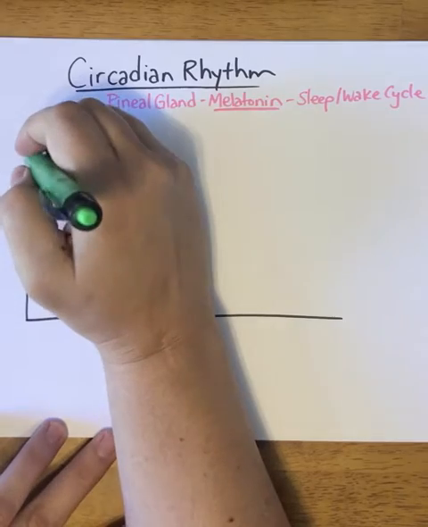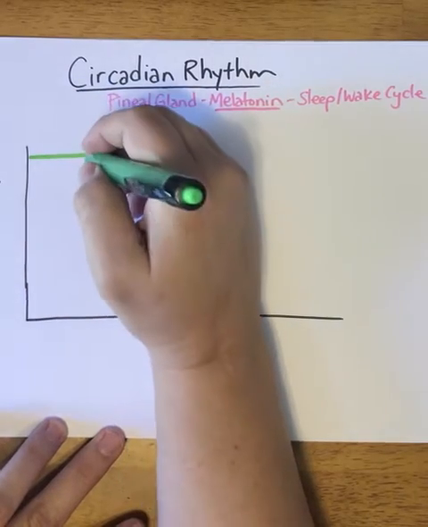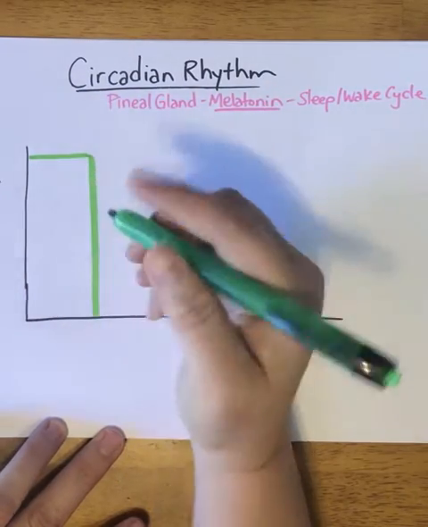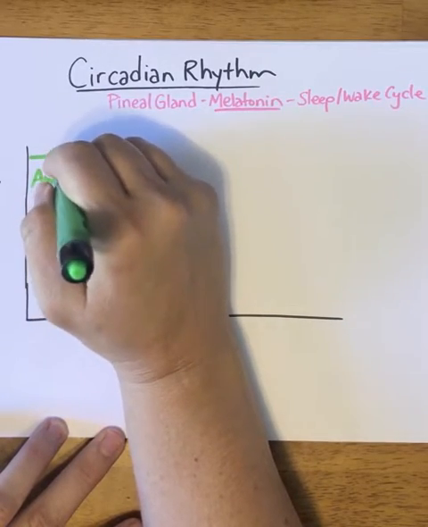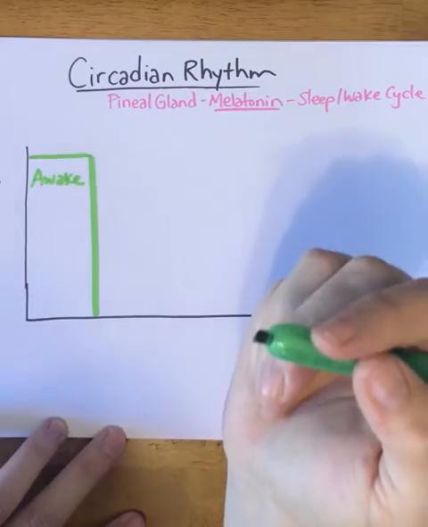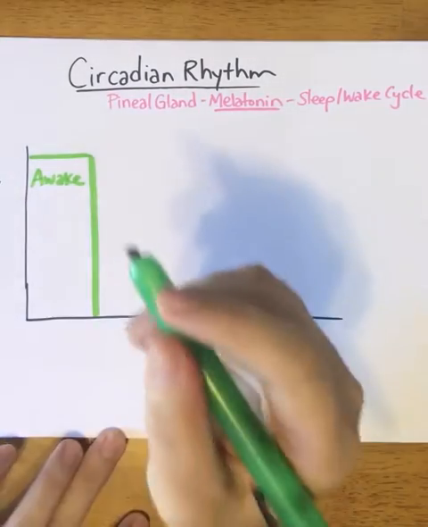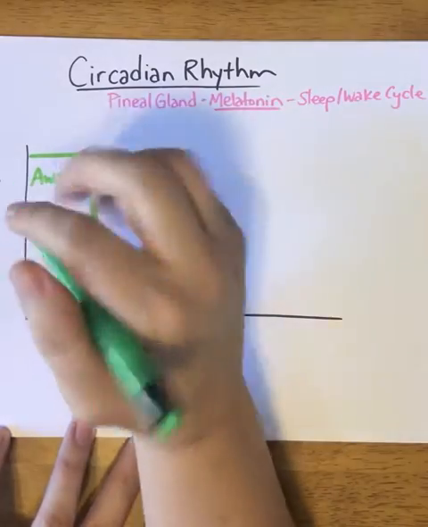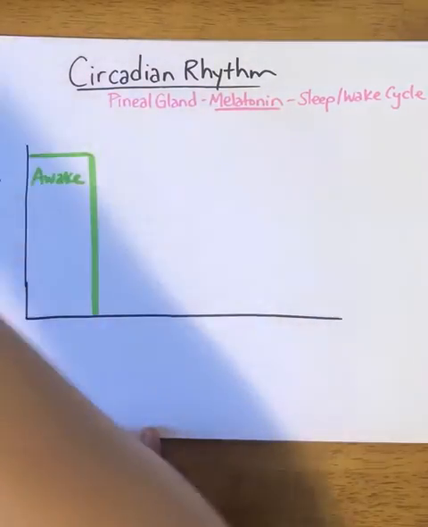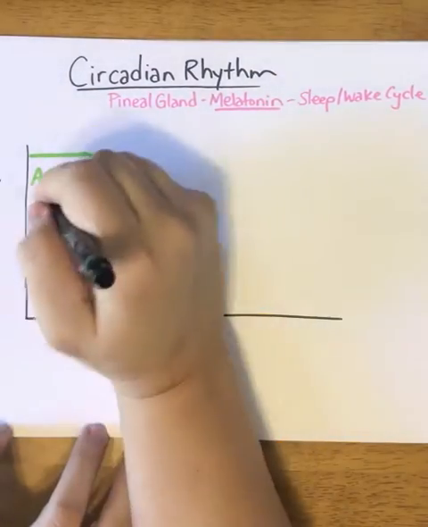So we can measure your brain waves. So we're gonna just do this as green. This is your awake. If you're awake, you have no melatonin. Melatonin helps you sleep. So when you're awake, your brain produces waves called beta waves. That's how we know you're awake.